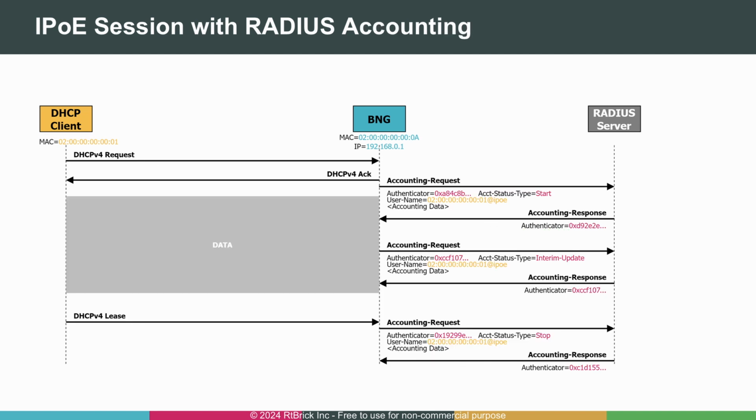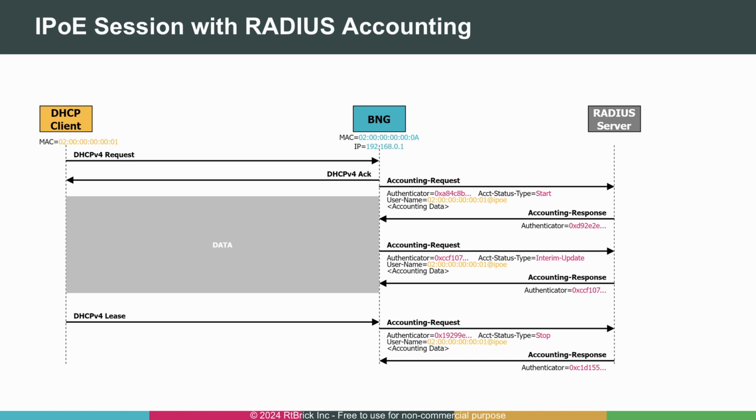If Radius accounting is enabled, the BNG sends an accounting request of type accounting start to the Radius server, including the username and accounting data once the DHCP message exchange is completed. The Radius server replies with an accounting response packet. When an IPoE client disconnects, either due to timeout or DHCP lease message, the BNG sends an accounting request of type accounting stop to the Radius server, which is acknowledged by an accounting response packet.